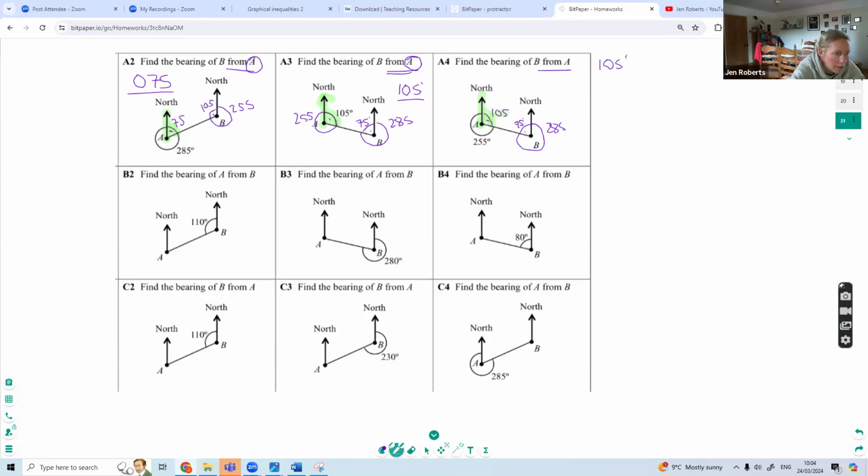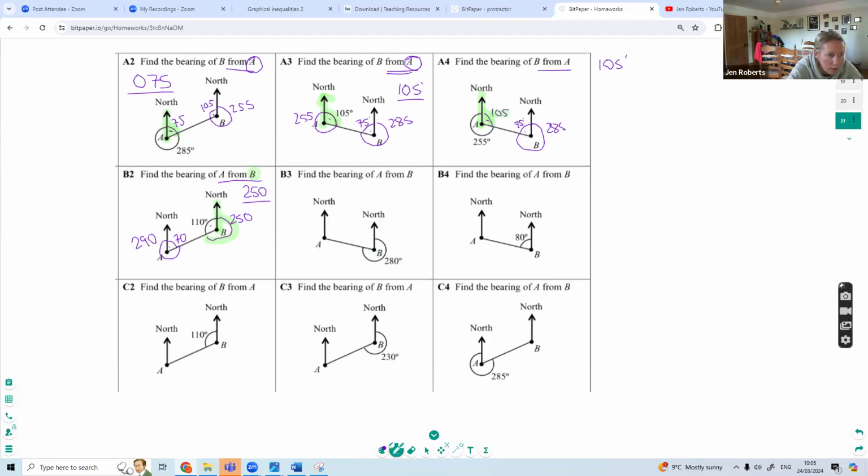Okay, what about these ones? Those two add up to 180, so this one's 70. 360 minus 70 gives us this one is 290. And again, angles around a point add up to 360, 360, take away 110, 250. Which of these angles do we want? A from B. Going from B, north, clockwise, 250 degrees.